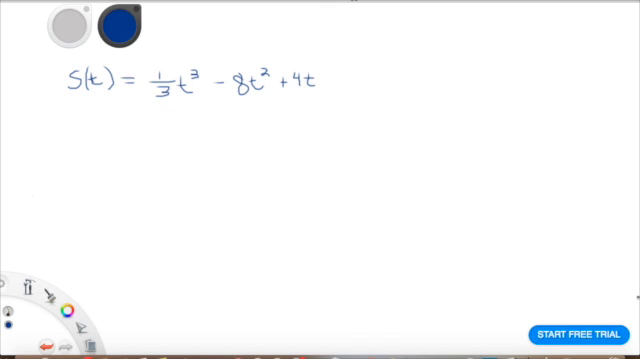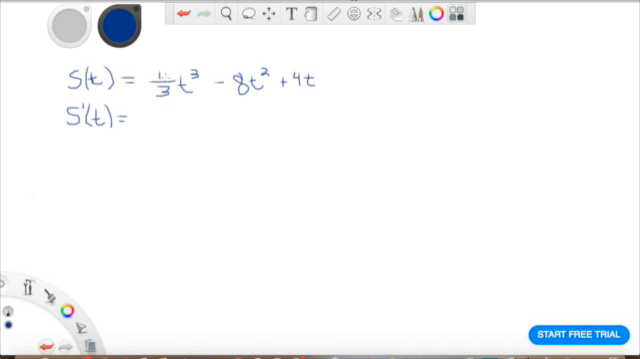So to find when acceleration is 0, we need to find the equation for acceleration before we can do anything else. And that is just the second derivative of this function. So the first thing we're going to find is the first derivative. The first derivative will give us the equation of velocity. Then we'll find the second derivative, which gives the equation for acceleration.